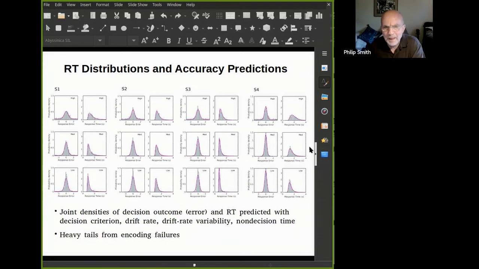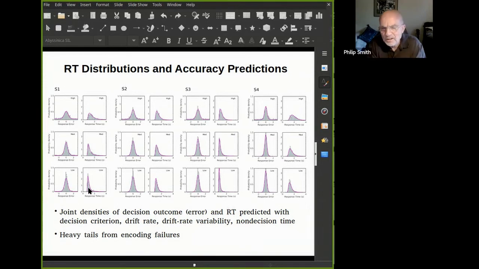So this panel shows the marginal distributions of decision outcomes and decision times for the 4 participants for the 3 levels of noise. So the highest level of noise at the top, so the most difficult condition, the lowest level of noise at the bottom, the easiest condition. So the symmetrical distributions on the left-hand side are the distributions of decision outcomes. The skewed distributions are the distribution of decision times.